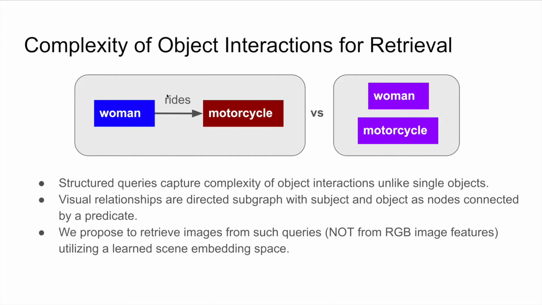In this paper, we present a method which uses scene graph embeddings as the basis for an approach to image retrieval. We examine how visual relationships derived from scene graphs can be used as structured queries. The visual relationships are directed subgraphs of the scene graph with a subject and object as nodes connected by a predicate relationship. We propose to retrieve images from such queries and not from the RGB image features.